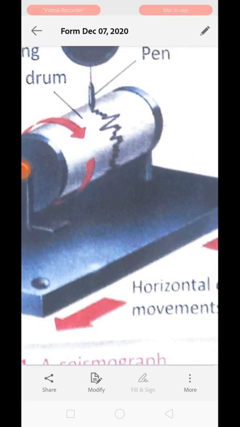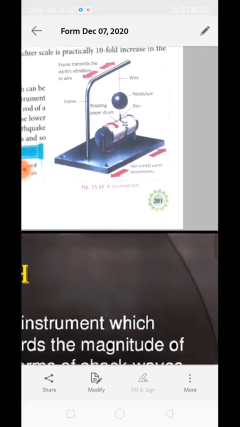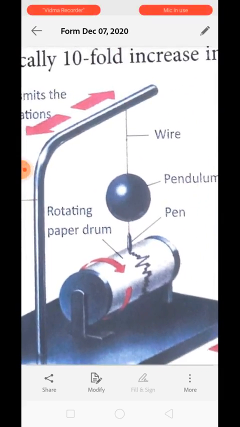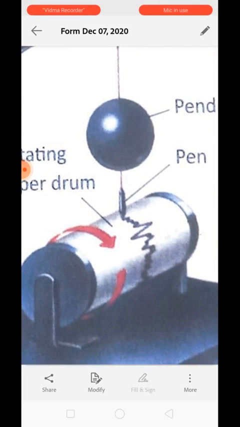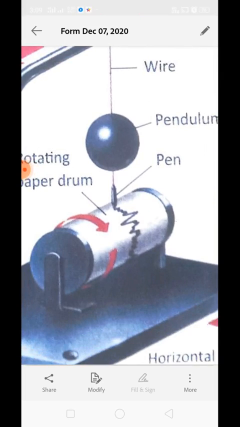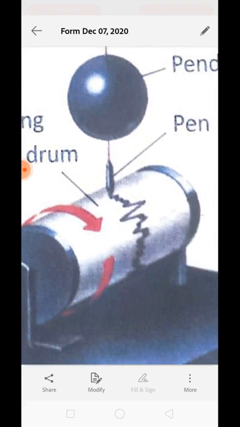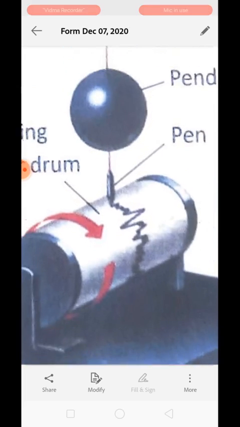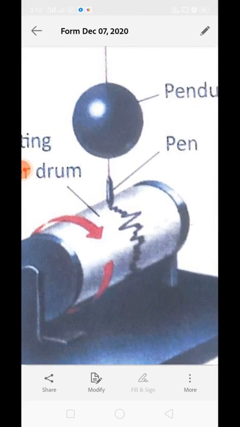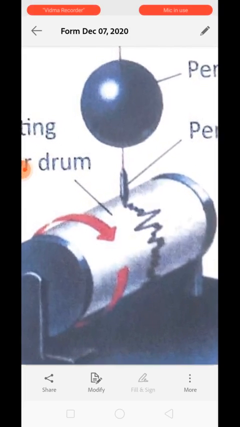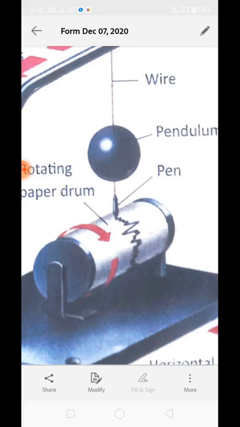Advances in seismograph technology have increased our understanding of both the earthquake and the earth. Next, understood now this diagram? This is a pendulum. The pendulum is suspended, having a pen which is moving due to the earthquake. These are performing oscillatory motion due to the tremors of the earthquake, and because of this the pen also moves, and the pen is going to draw on the paper over here in the roller, where the paper is also getting rolled down and the data is recorded on the sheet of paper, which is later analyzed by the scientists.